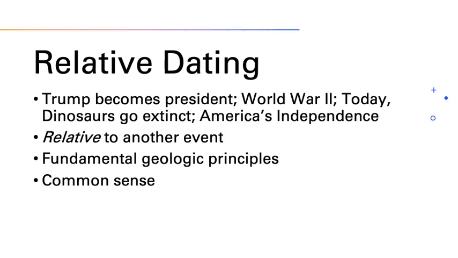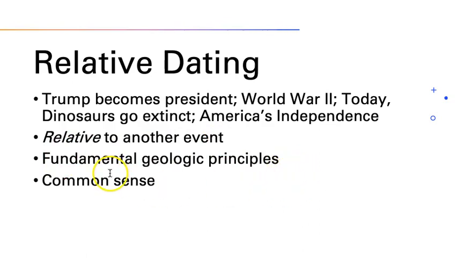Trump becomes president, World War II, today, dinosaurs go extinct, America's independence. So from oldest to youngest, we have dinosaurs go extinct, then America's independence, then World War II, then Donald Trump becomes president, and then today. So this does not require determining the exact time when these events happened, which is known as the numerical age or numerical date, but instead arranging events in their correct order relative to one another.